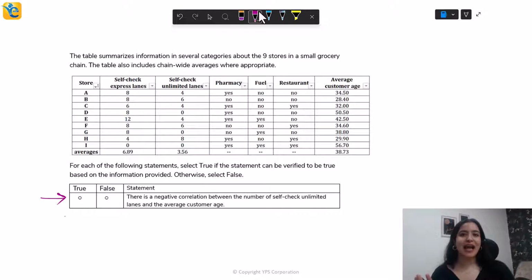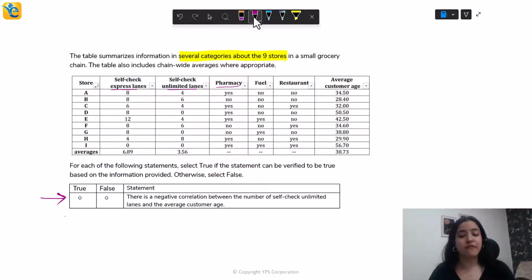So this here now is only statement 2 and the entire information we had. Let's just quickly go over the things that were given to us. We had a table. There were several categories, about 9 stores in a small grocery chain. These are the stores A through I. And then we had self-check express lanes and unlimited lanes, different lanes that we had there.